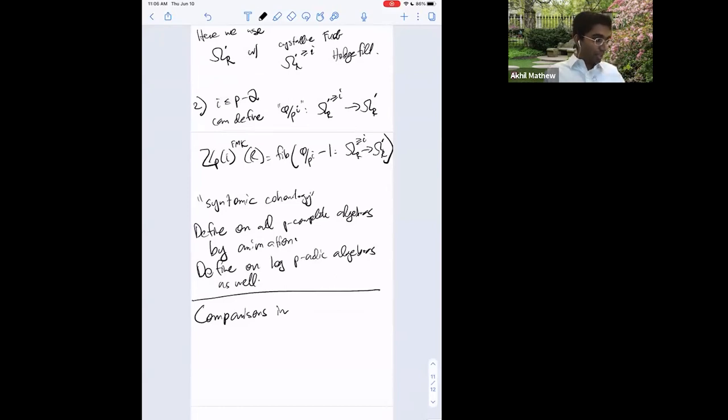Thanks. Okay, so there are various comparisons in the subject, various comparisons between syntomic cohomology and p-adic nearby cycles after truncation.